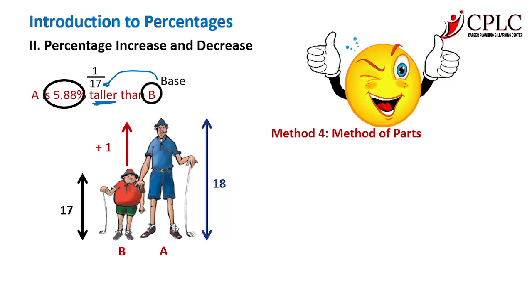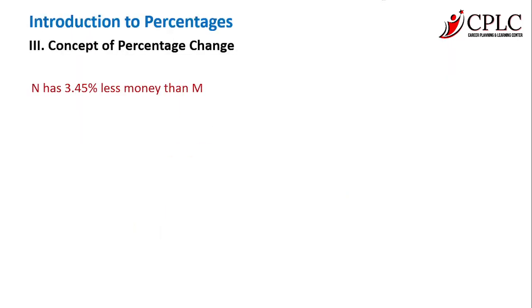So this is the new statement now that we have, which says n has 3.45% less money than m. First, we'll do it with method of fraction, that is method 3. And for that, we should know 3.45 ka fraction. 3.45 ka fraction is 1 by 29. And we also have to identify whether there is a percentage increase happening or percentage decrease happening.